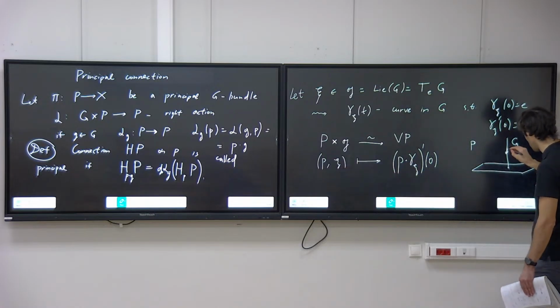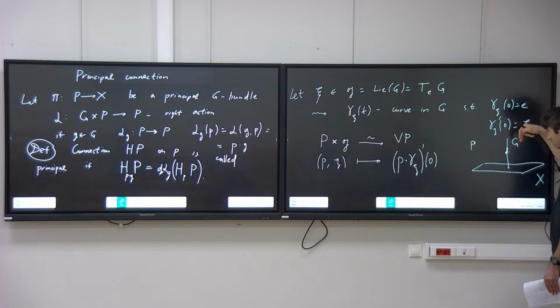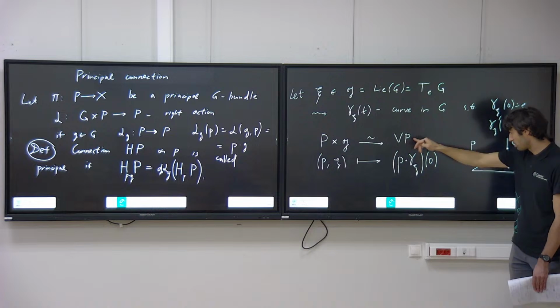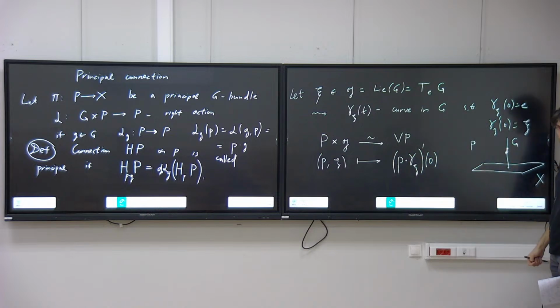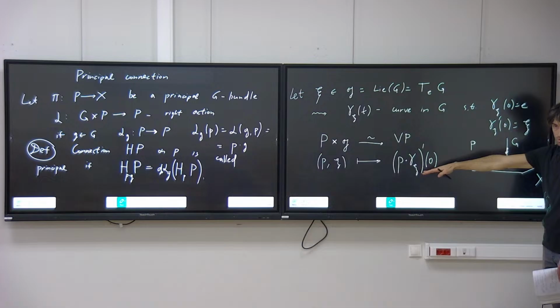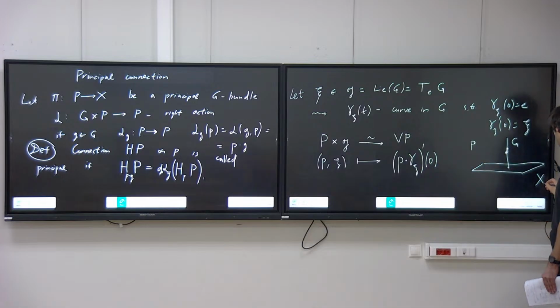So I choose a point. So how do I make a vector out of it? I choose a point in P, and an element of the Lie algebra, which is just a direction. So this gives me a tangent vector along a fiber, and this tangent vector is just given by this formula. I'm taking my action, which is the action along fibers, and I consider an infinitesimal shift by this action, and that's what happens here. All right.